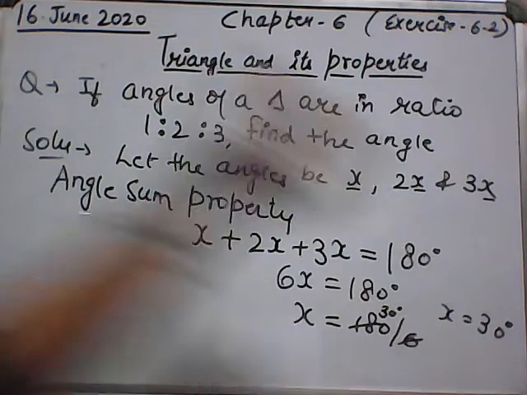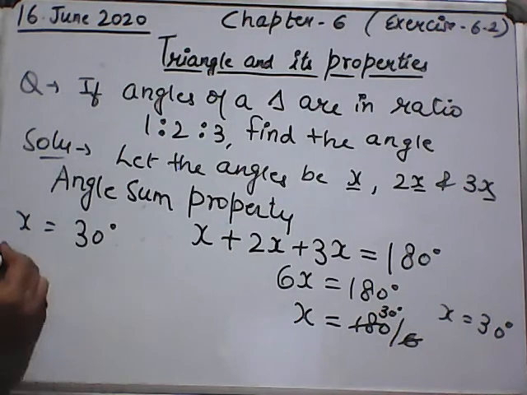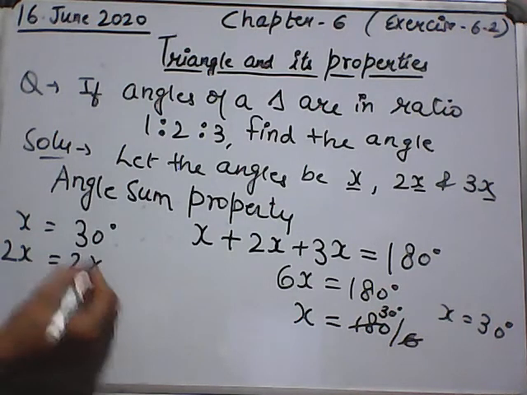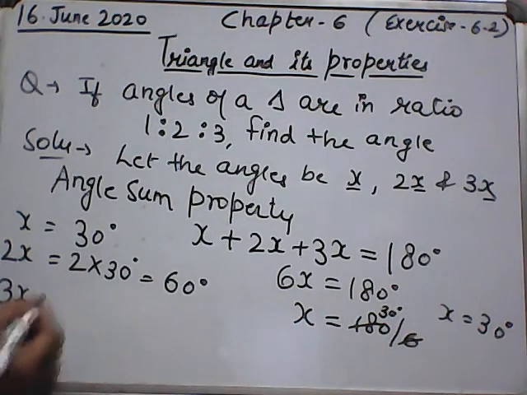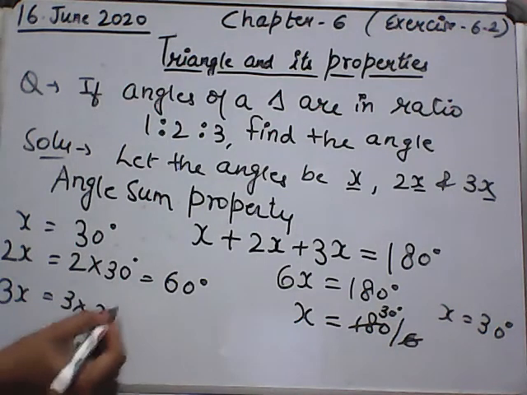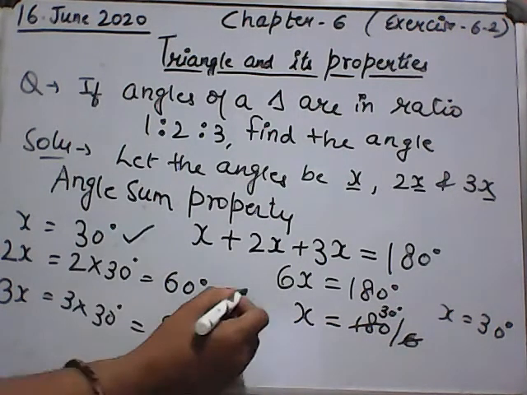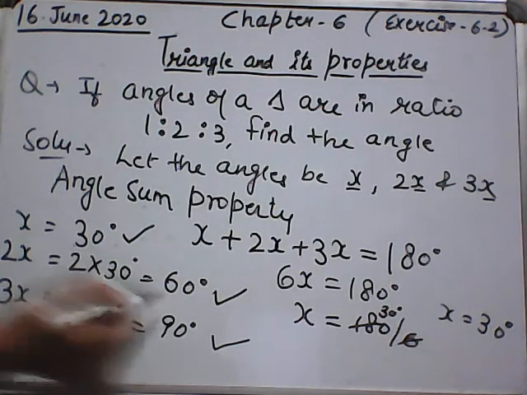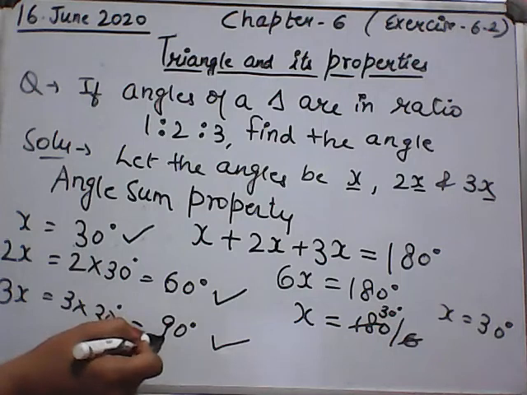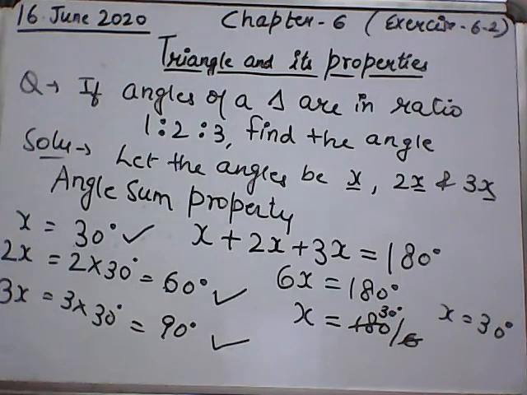Now the measurements of the angles are: the first angle is x, 30 degrees. The second angle is 2x, 2 multiplied by 30 degrees, 60 degrees. The third angle is 3x, 3 multiplied by 30 degrees, 90 degrees. So the angles are 30 degrees, 60 degrees and 90 degrees. If we sum all these angles, 30 plus 60 is 90, 90 plus 90 is 180. So the sum of all angles of a triangle is 180 degrees. Let's do another question.